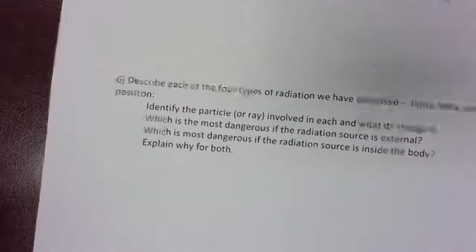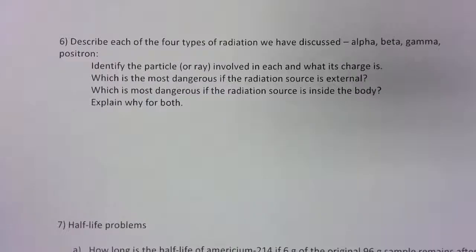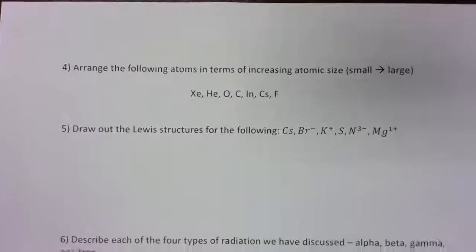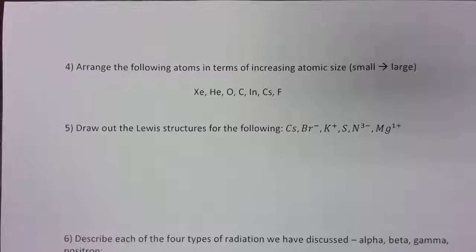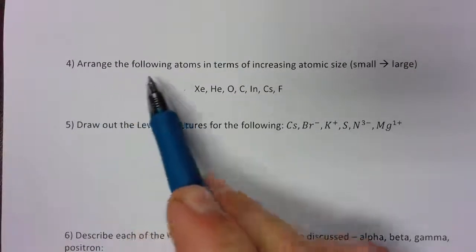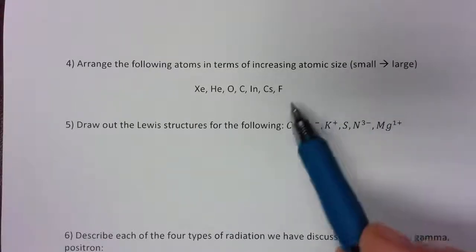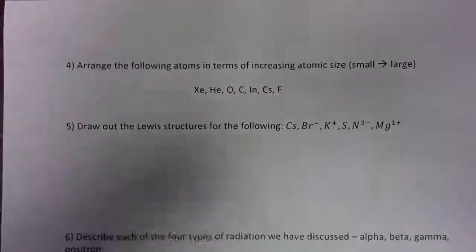Let's turn the page here and move on to nuclear radiation. Whoops, skipping ahead. Number 4, atomic size. The question asks us to arrange the following items in terms of increasing atomic size. So that's small to large. I'm going to zoom the camera out a little bit and bring out my periodic table here.